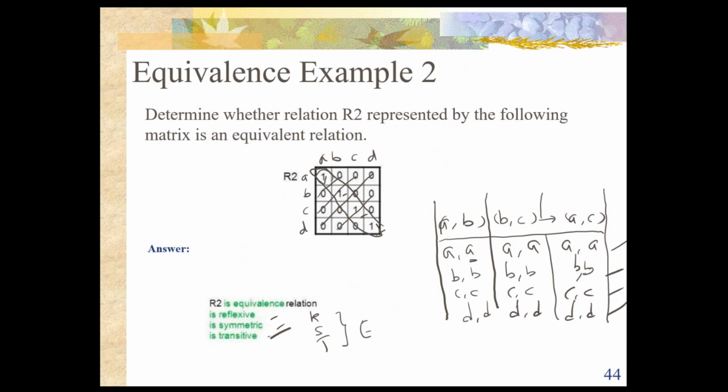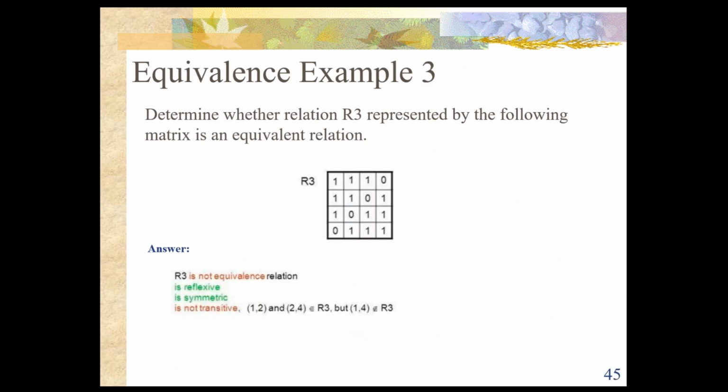Let's look at the example for relation 3. Now, the easiest way to check whether it's an equivalence relation or not is to check whether it is reflexive. Yes, it is reflexive. Is it symmetrical? Yes, reflexive, symmetrical. Is it transitive? Okay, so this is the tougher part. Let me clean up this part. Right. A, B, B, C, dash, A, C.